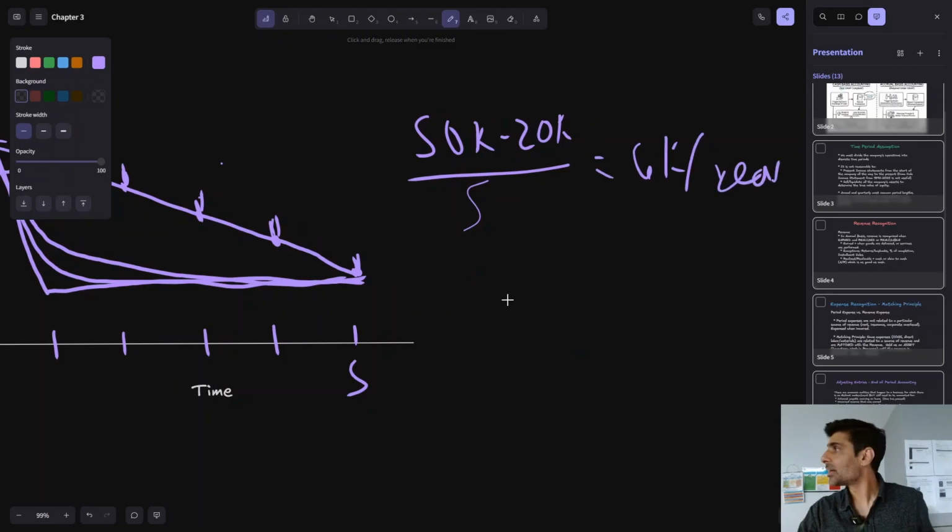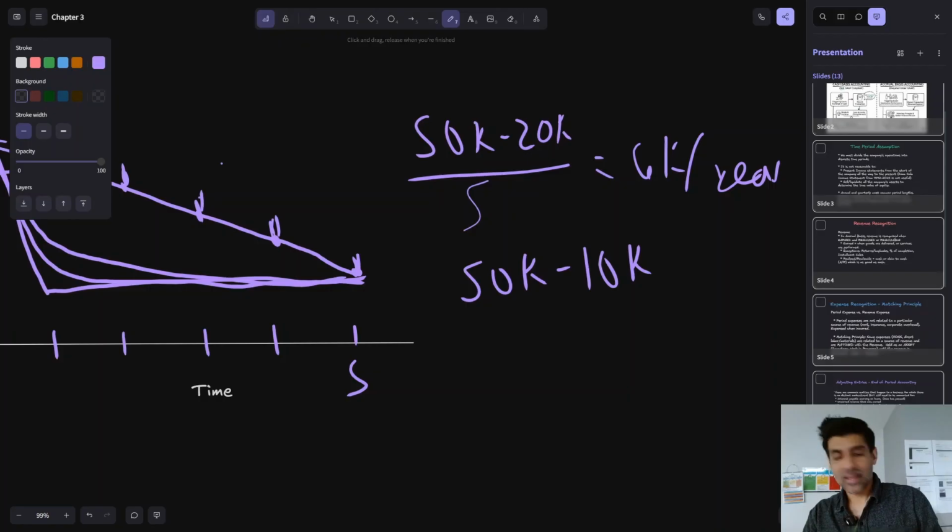Exactly. Okay. So the straight line method is quite easy. You just take your starting point minus your ending point divided by the number of years. If it was starting at 50K, let's say we're going to use it for 7 years instead. In that case, it's going to go to 10K divided by 7. So it's the same formula. You just have to plug in what your assumptions are.